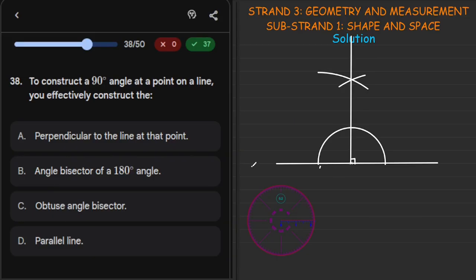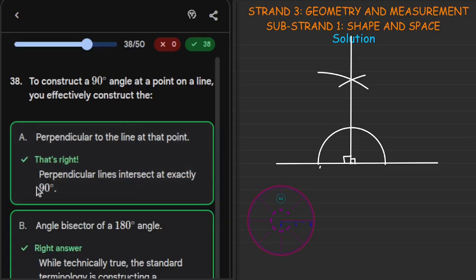And then secondly, we have also constructed an angle bisector of 180. We know that a straight line measures an angle of what? 180. If you have constructed a bisector to it, where we have two 90 degrees, then it simply means we have bisected the angle 180. So the answer can be A or B, as you can see over here.